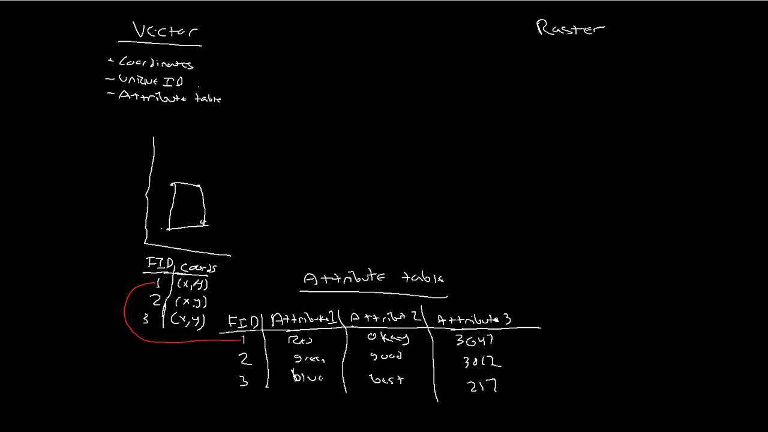Okay? Again, I just want to repeat that because hopefully it's clear. Vector data uses an attribute table. The attribute table stores each object as a row and each piece of non-spatial data as a column. They're connected through this object ID. That's how vector data does this.